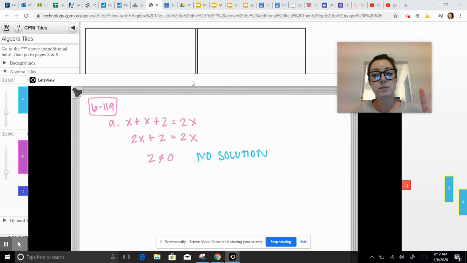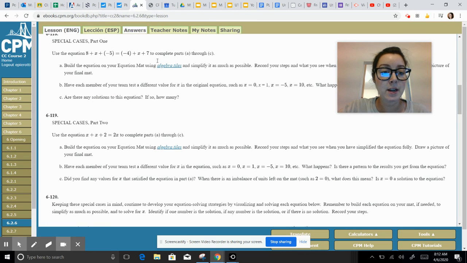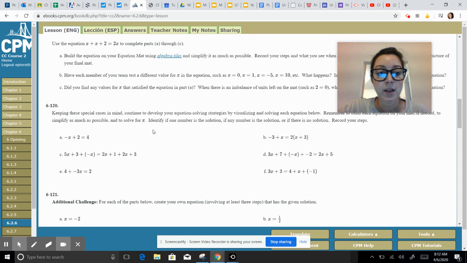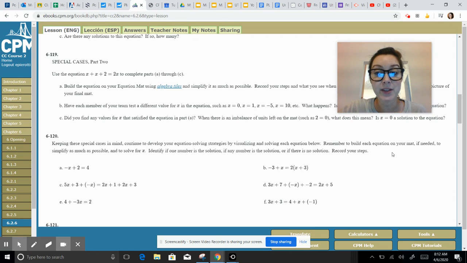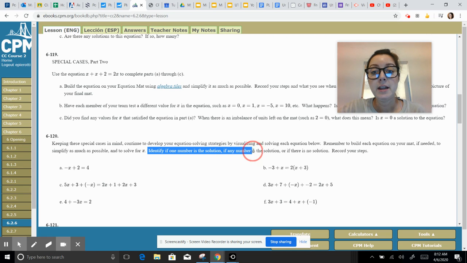Those are two special cases: infinitely many solutions and no solutions. For your homework problem for today, which is 6-120, you have 6 equations. You're going to solve them by building them, writing down your work, and then identifying if there's one solution, if there's infinitely many solutions, or if there's no solution.